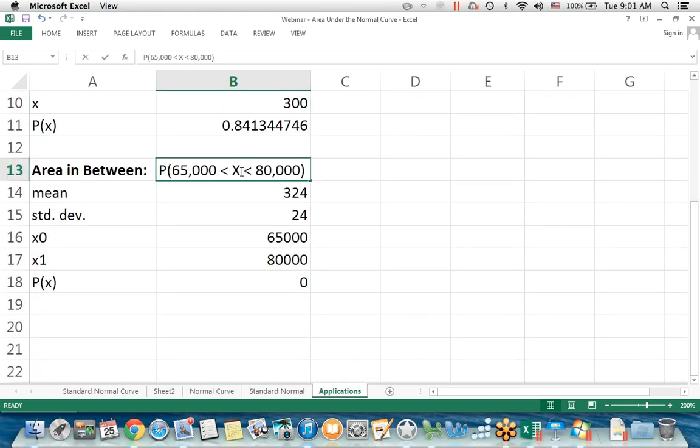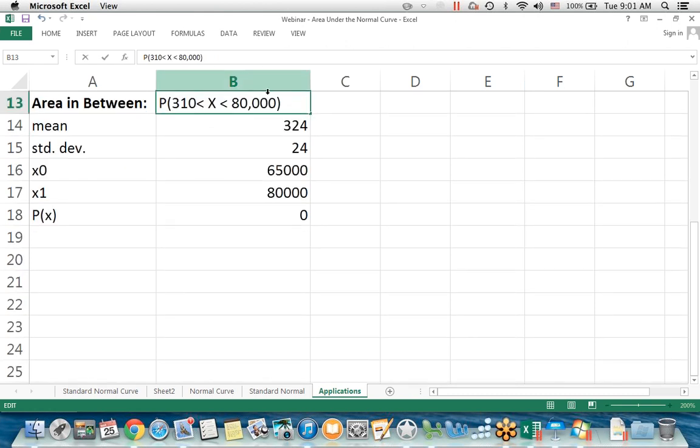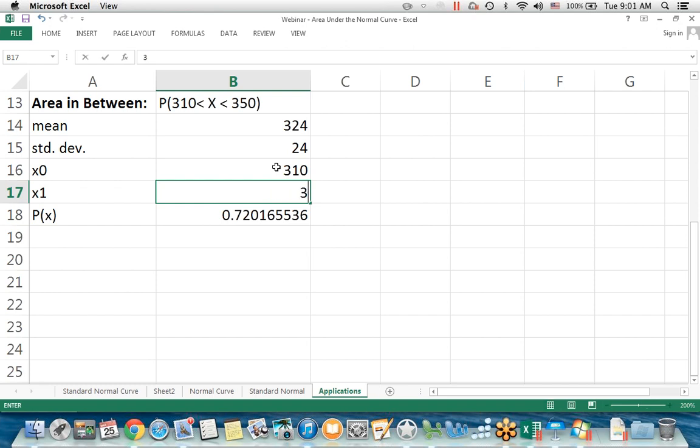Now for part C of the problem, they ask us to find the probability of it being between 310 and 350. So I have 310 as the smaller number and 350 as the larger number, and that gives me 0.5808.